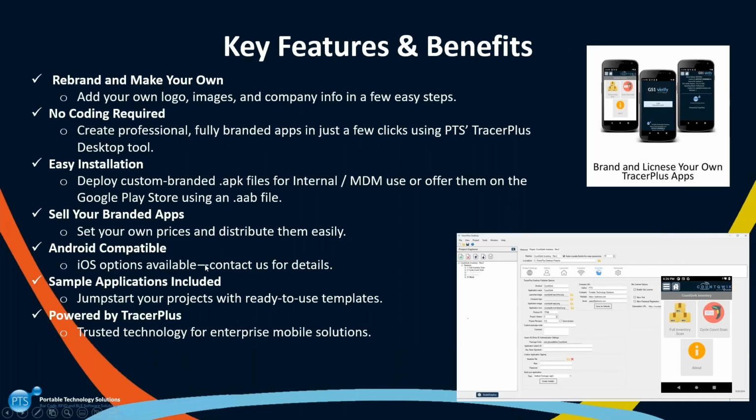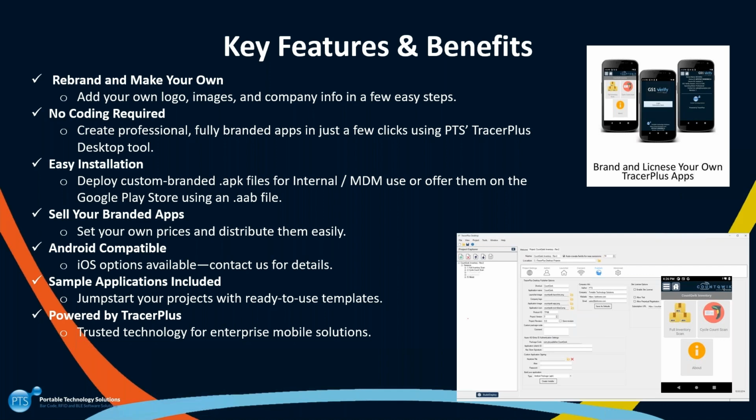All right, so what are some of the key features and benefits of TracerPlus Publisher? So as mentioned, rebrand, make your own. So this allows you to add your own logo, your own imagery, your company info, all in a few easy steps. There's no coding required, as mentioned, because you can create professional, fully branded apps in just a few clicks using our existing TracerPlus desktop tool. None of that changes there. You're just licensing the Publisher tool.